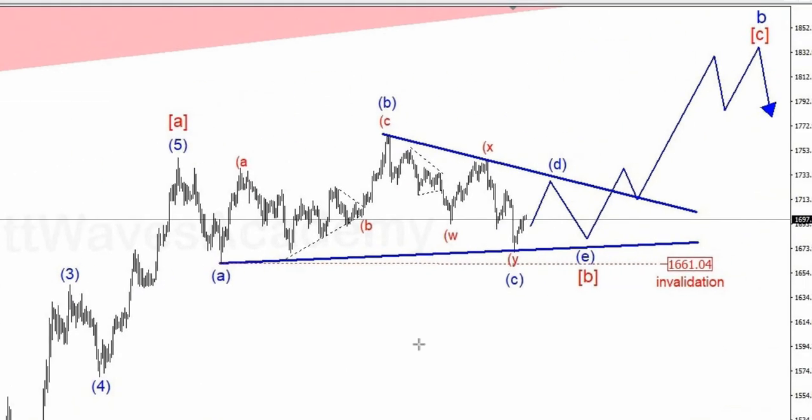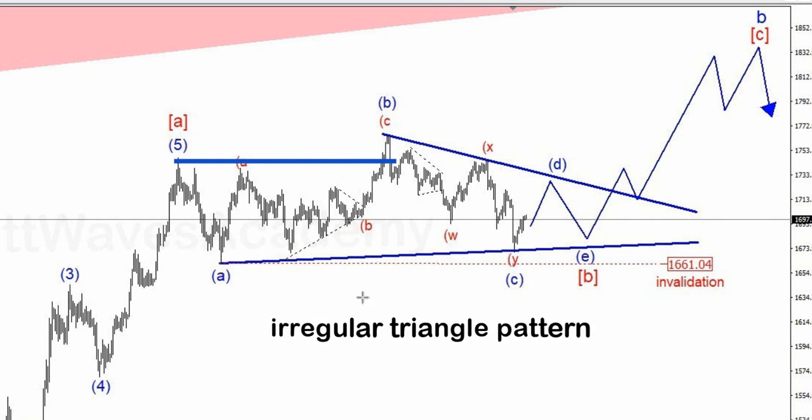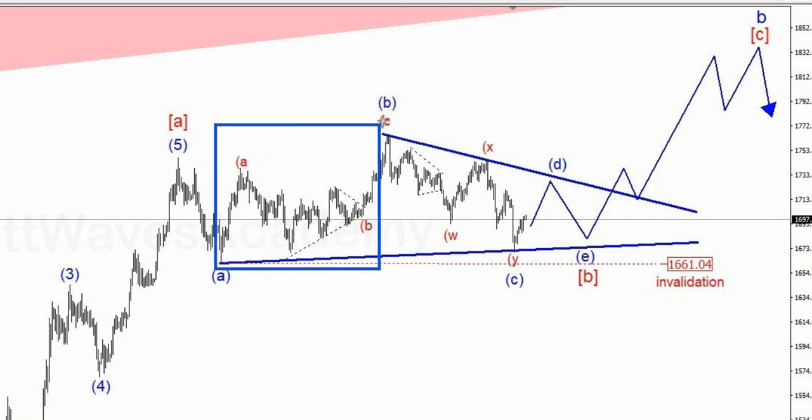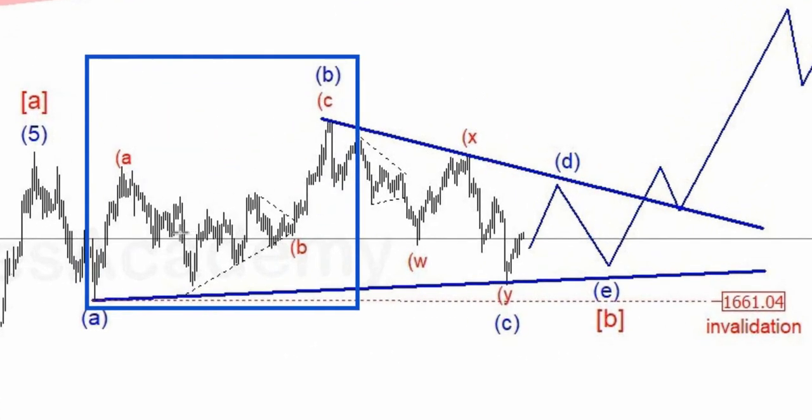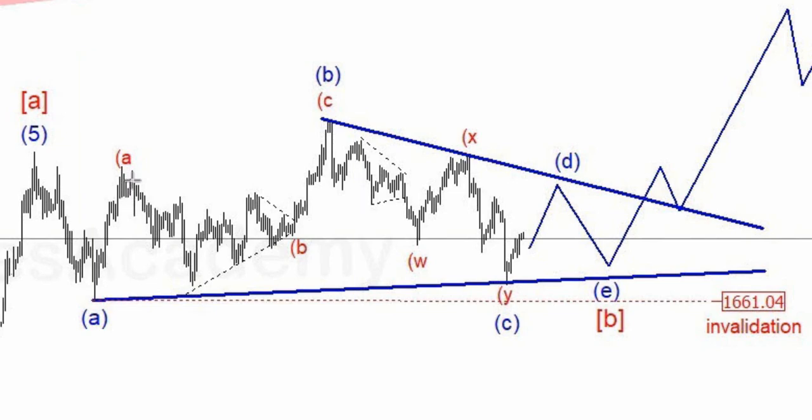In the same chart, we can see another big triangle pattern that, according to this first count, will represent wave B of a zigzag pattern. We can notice here that wave B exceeded the beginning of the wave A, which means that we are talking about an irregular triangle pattern. Inside this big triangle pattern, we can see that wave B was in a zigzag form. And since wave B of a zigzag can be a triangle pattern, we can see here that we have wave B as a regular triangle pattern.